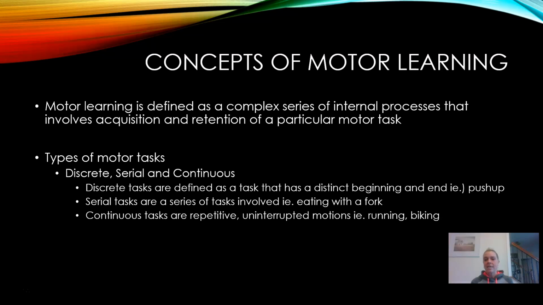A discrete task has a distinct beginning and an end point. You're going to do one of these. The example is a push-up. Serial tasks are things that involve multiple steps put together, like eating with a fork. A continuous task is something more repetitive, like running, biking, elliptical, doing any type. Usually that's kind of our warm-up. So think about what sort of task you are training your patient in, and then there might be a better way or a good way to do that.